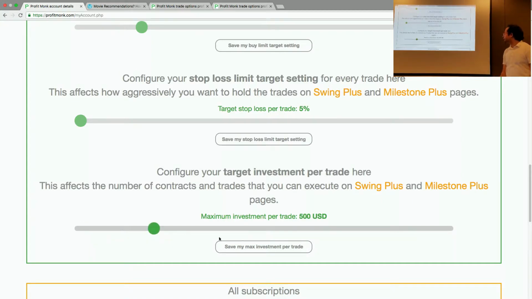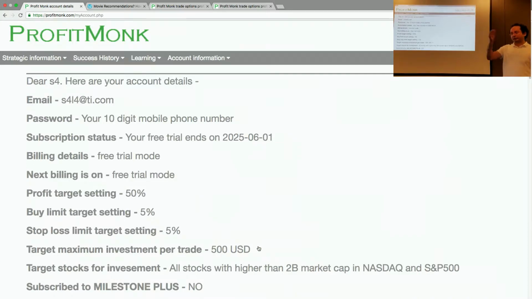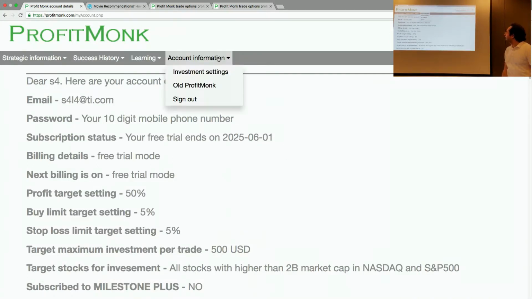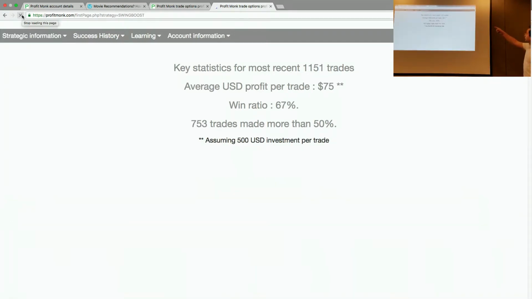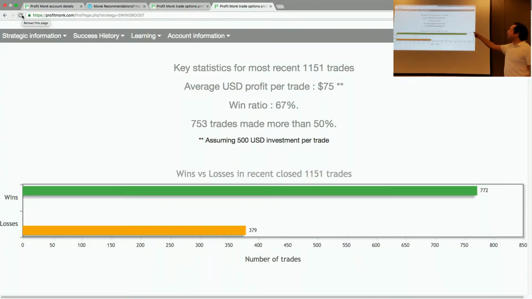So if you reduce it to 500, you can still choose to make more than 500 investment, and I'll explain that in a moment. See what happens: the number of trades went down. So 1,300 became 1,150. You can dial it down further. The other thing that happens is your average profit per trade went down to 75. Why did that happen? Because you were only investing 500 bucks. So you can play around with that setting to see what works for you.